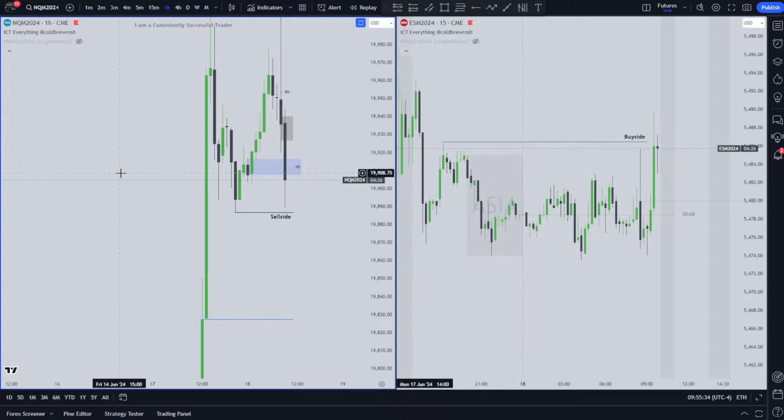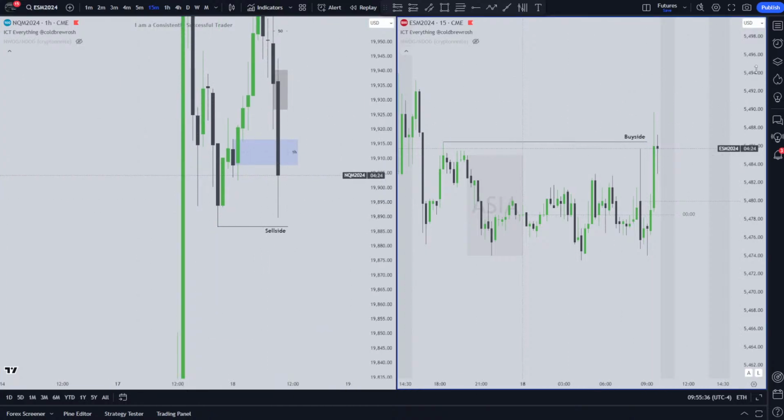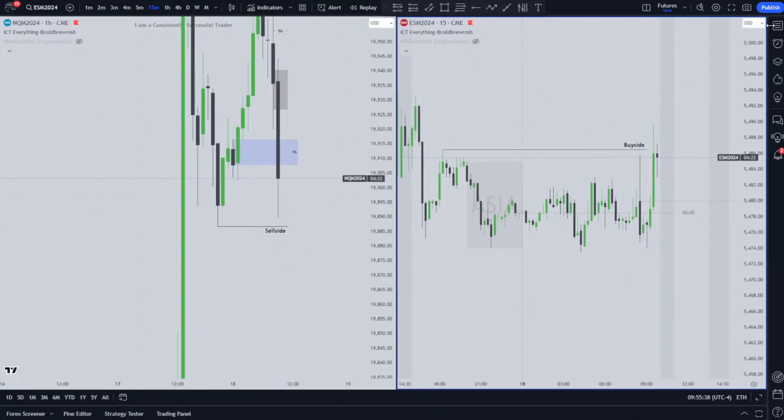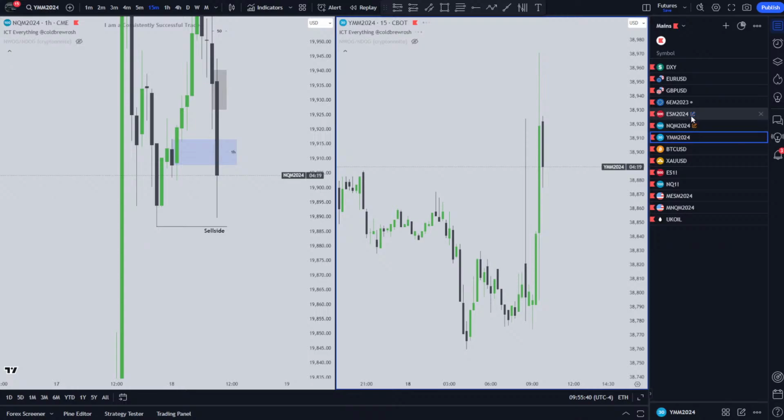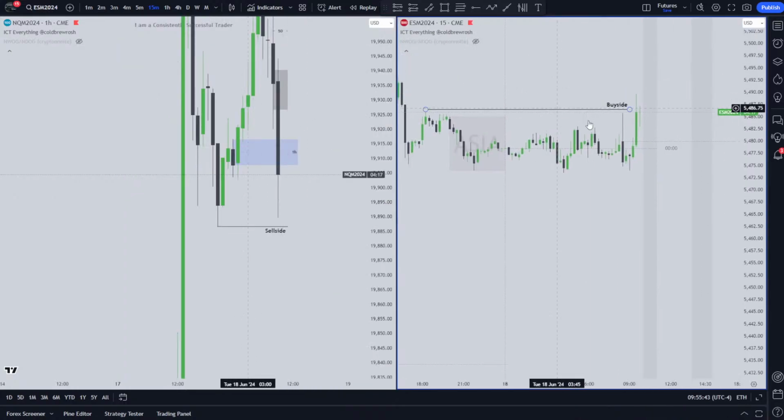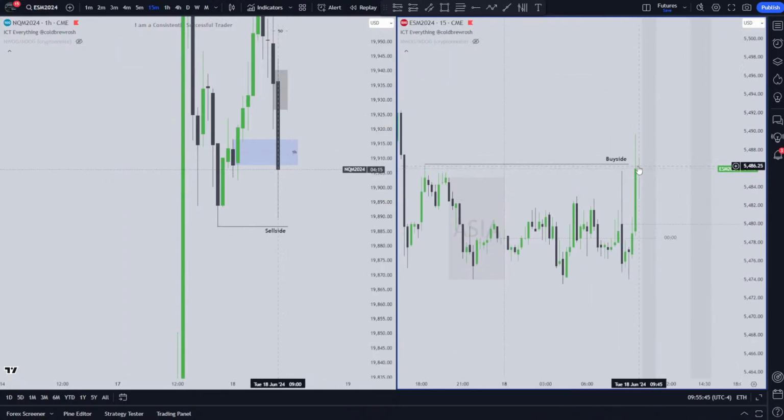I'm just waiting for this hourly close to see how this respects. 15-minute on ES. It's okay. I mean, it's still closing below the level of liquidity. I suppose that's somewhat of importance. We'll see what we get.